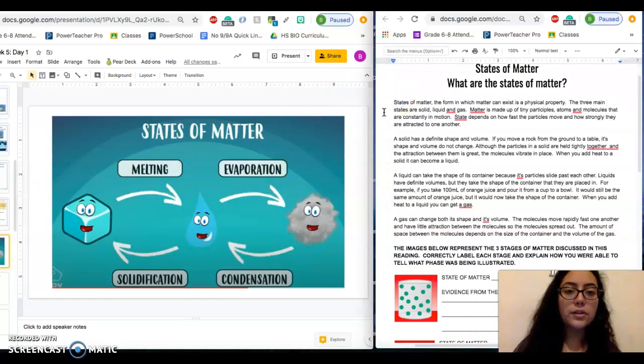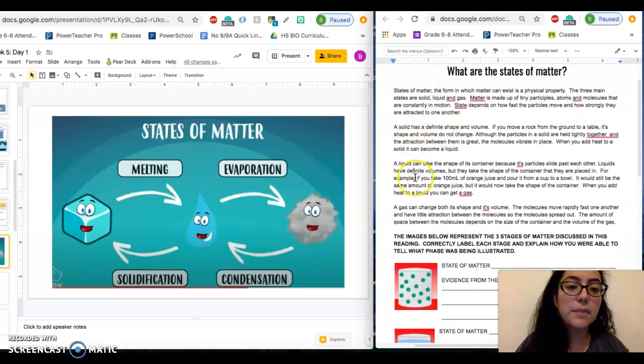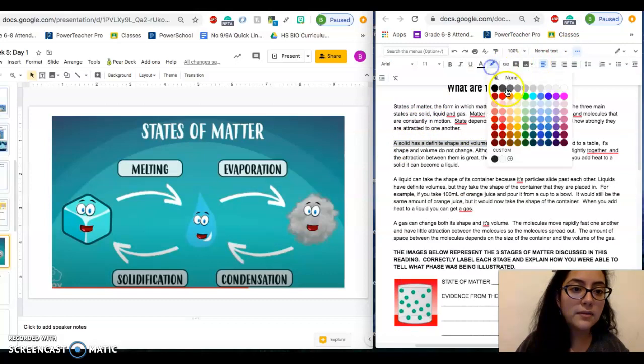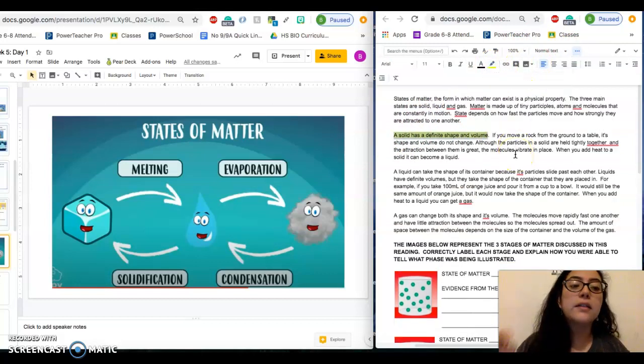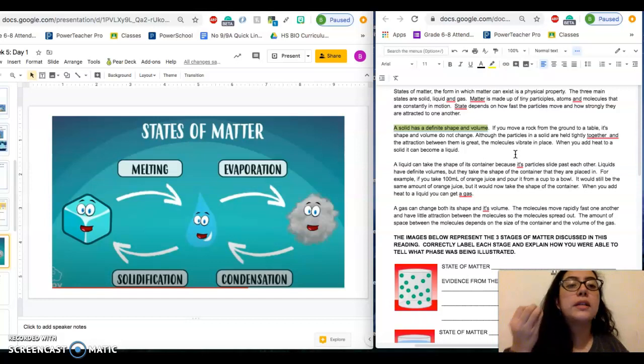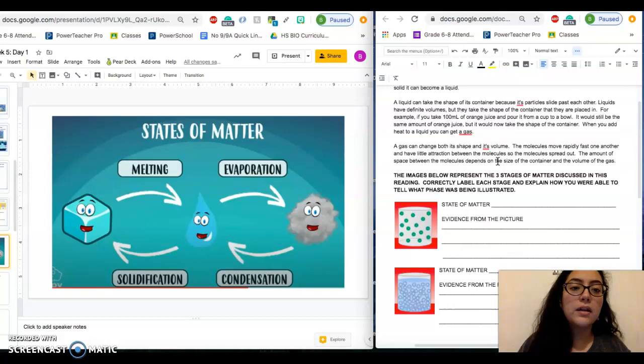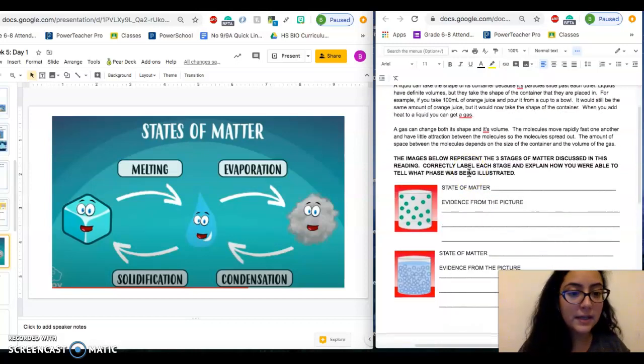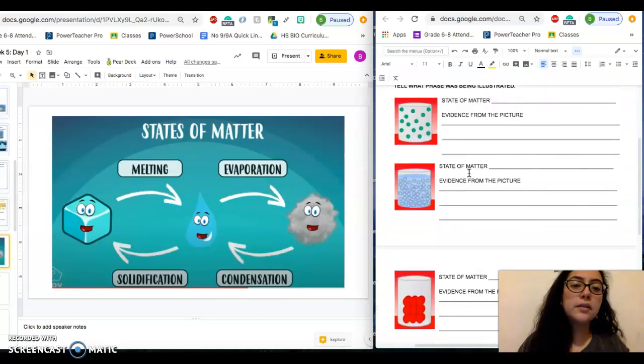let's look at the worksheet. All right. So the worksheet, you're going to read each paragraph. You're going to highlight what's important. So definitions, very important. So we're going to highlight that. And also, how are the atoms in each stage of matter? So you're going to read the 3 paragraphs. Once again, I always run out of time. And then you're going to look at these 4 images.